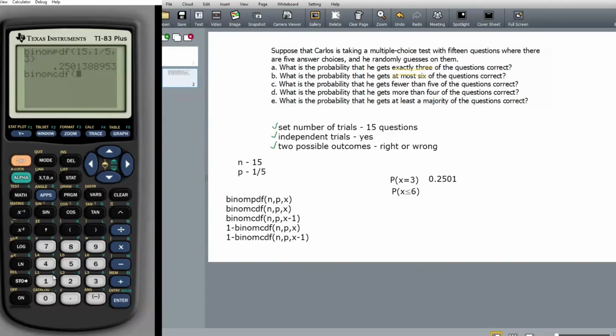Then I will type 15, comma, 1/5, comma, 6, close parentheses. And I can double check that this matches my preview of binomial CDF n, comma, p, comma, x. And I can see the probability that he gets at most 6 of the questions correct is 0.9819.